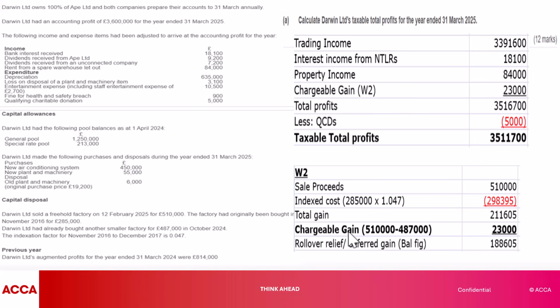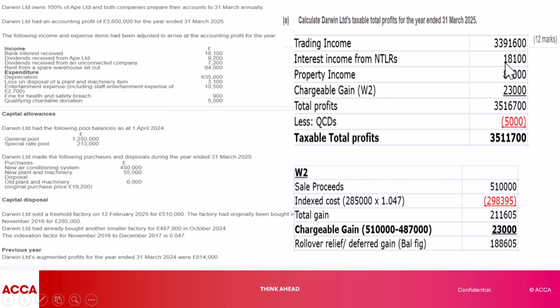The part that will become immediately chargeable is the proceeds you have not used in reinvesting in a new asset, in a replacement asset. So you see, we had a freehold factory, we sold for 510 and we bought a replacement for 487,000. So that part of the proceeds you've not utilized is going to be charged immediately, and that's 23,000. That's how we got it. Now, the difference between 211,605 and 23,000, that remaining gain is what is going to be deferred to the foreseeable future. We call it the rollover relief.